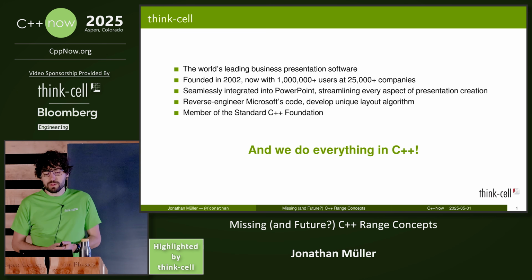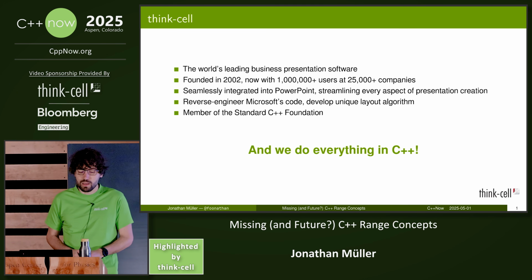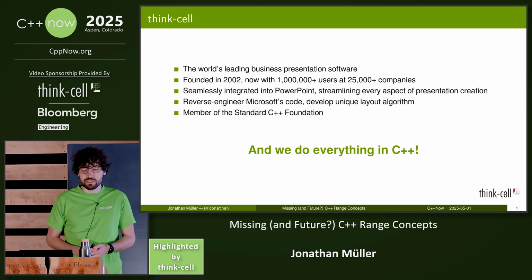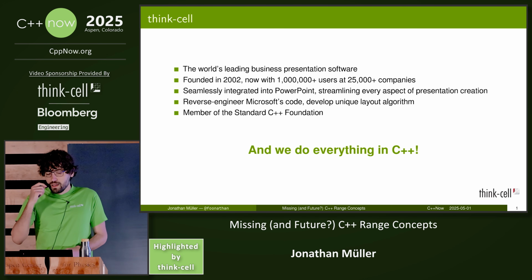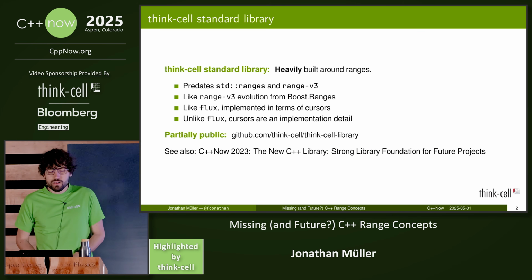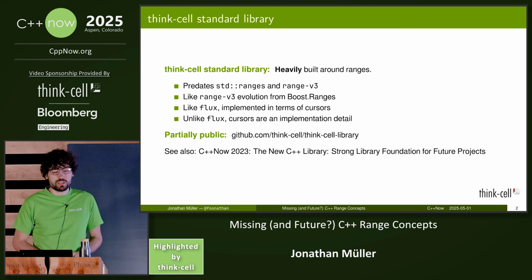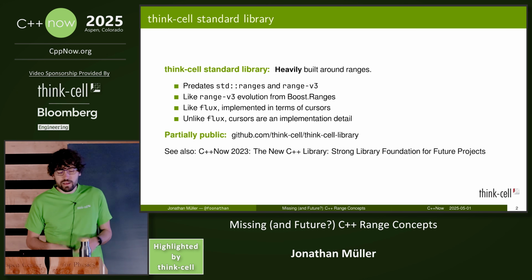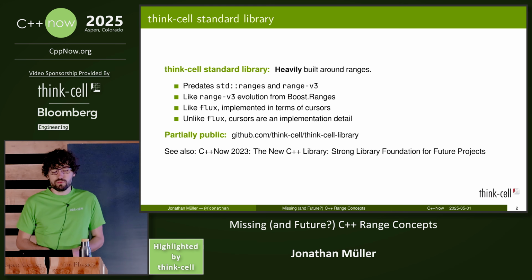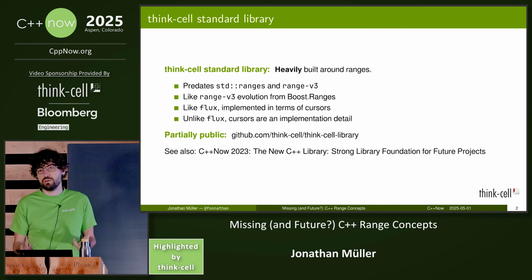We do everything in C++, we support C++ standardization and most C++ conferences, as you probably know. At the core of our product, at our infrastructure code, is the Thinkcell standard library. It's heavily built around ranges. It predates both std ranges and range v3, and like range v3, it was sort of an evolution of boost ranges. But like Flux, we also moved a bit away from iterators internally and instead have cursors.